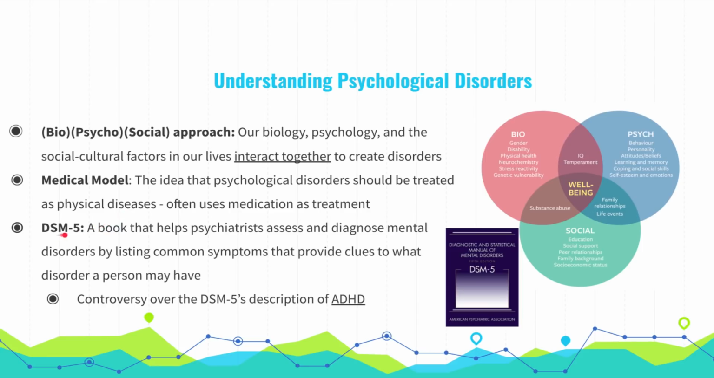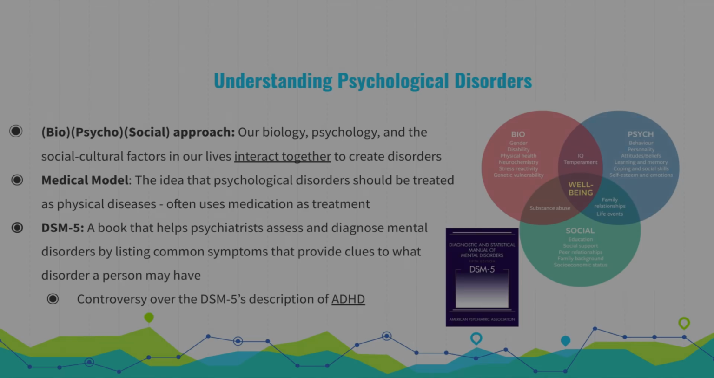Our next term is the DSM-5, which is basically just a big book that helps psychiatrists assess and diagnose mental disorders by listing common symptoms that provide clues to what disorder a person may have. However, the DSM-5 describes ADHD symptoms super vaguely, which is a big problem, because this increased awareness, coupled with a few pretty common symptoms, is resulting in kids who are just simply energetic being misdiagnosed with a disease that they don't even have. But let's talk about some other psychological disorders.